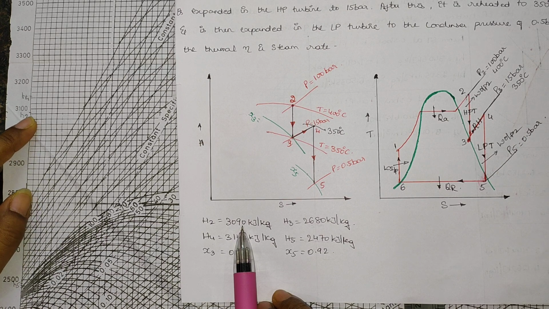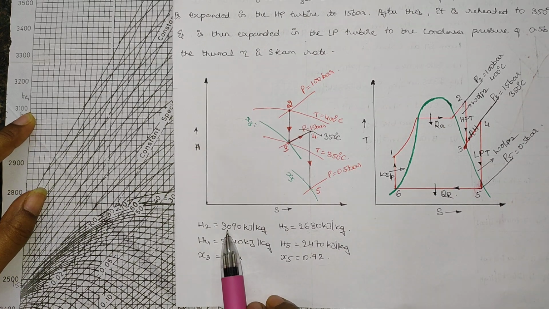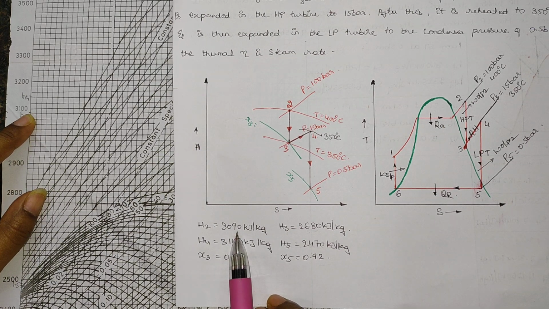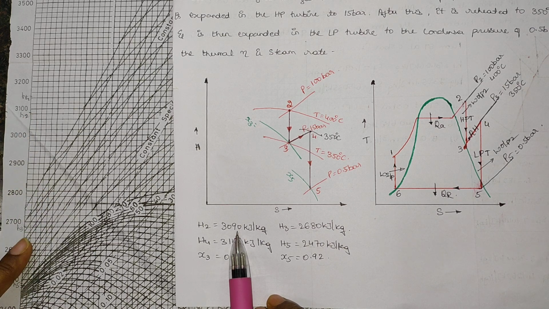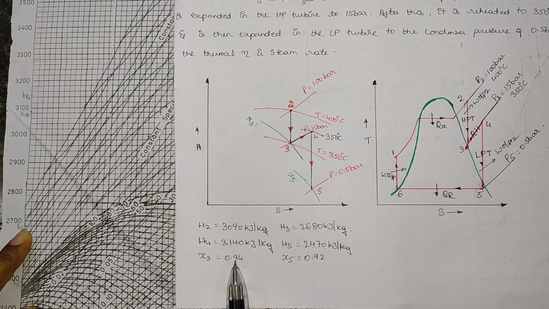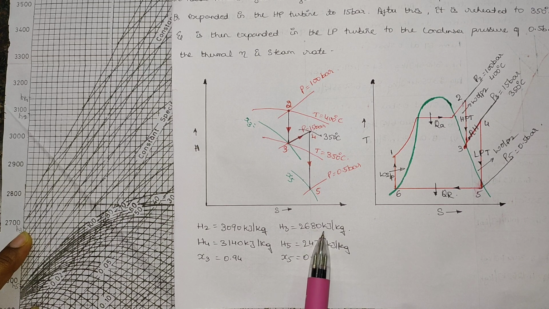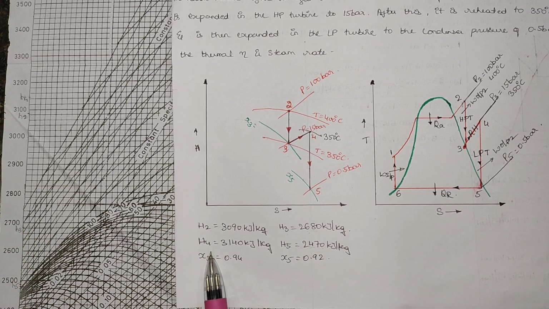So where is your H2? See, H2 is here. From 3000 to 3100 you are having 5 divisions. It means each division is 20 here. So 3020, 40, 60, 80. So it is above 80. So I have taken it as 3090. Okay, so next is H3. Where is H3? It is here. So it is coming at 2680. So next is point 4, that is H4.